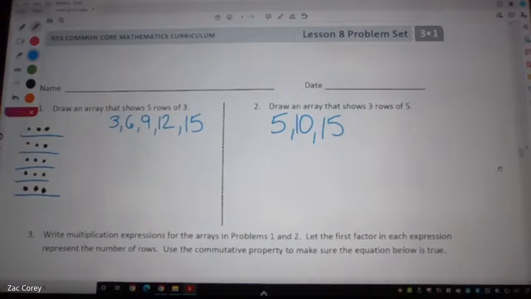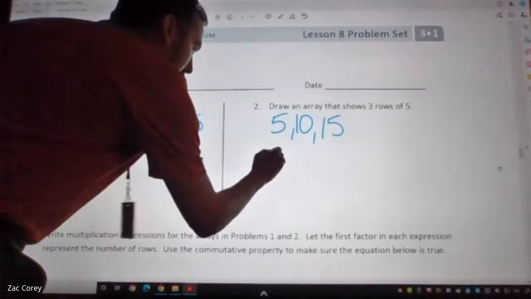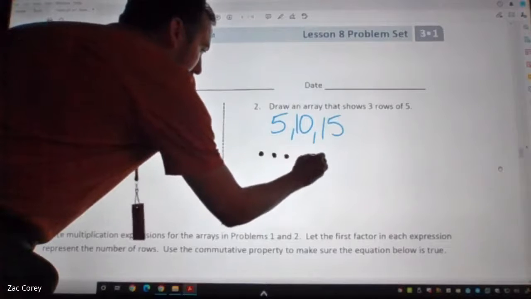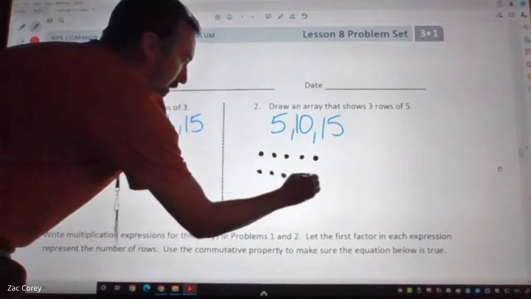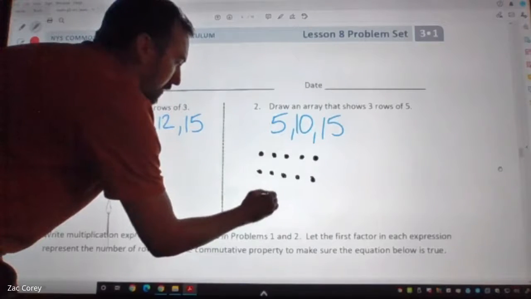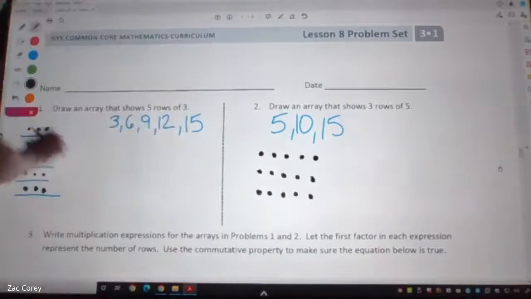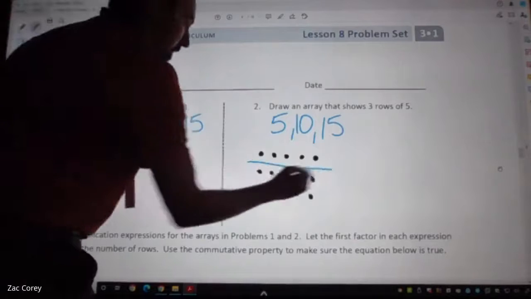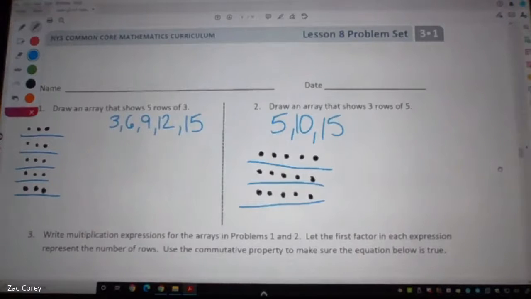All right, so they want us to write an array. For letter B, it says draw an array that matches your count by. So this time we're going to do 3 rows of 5. So we have 1, 2, 3, 4, 5. 1, 2, 3, 4, 5. And then 1, 2, 3, 4, 5. Each row has 5 in it, and we have 3 rows.